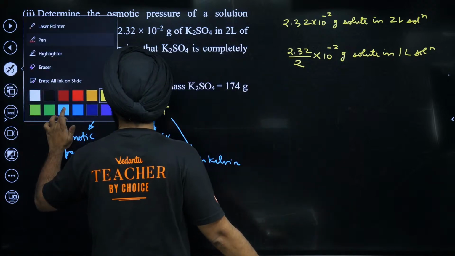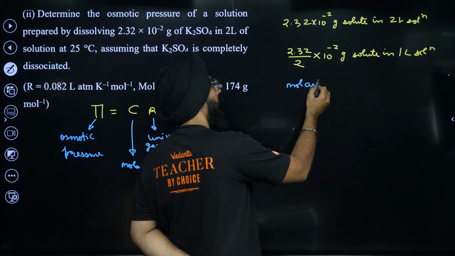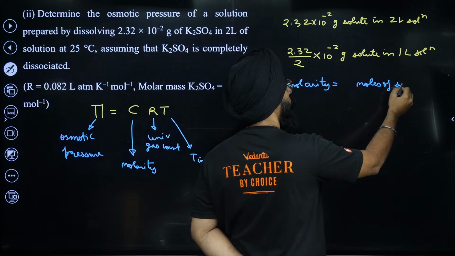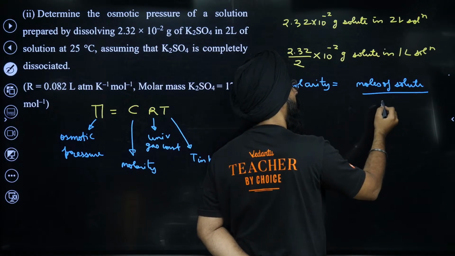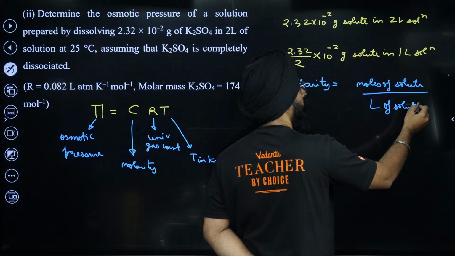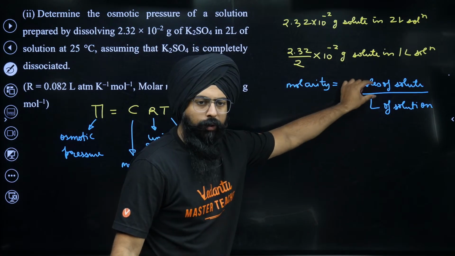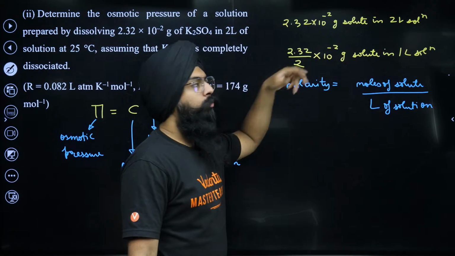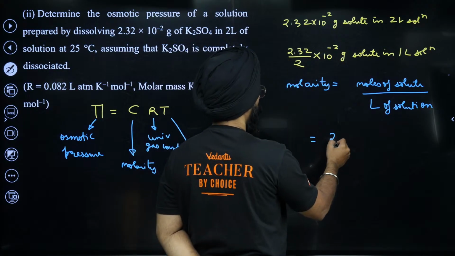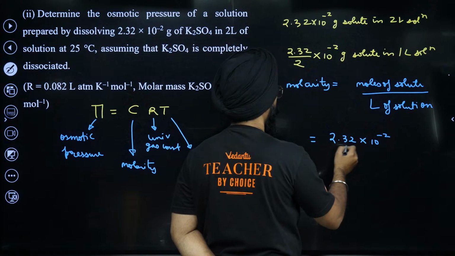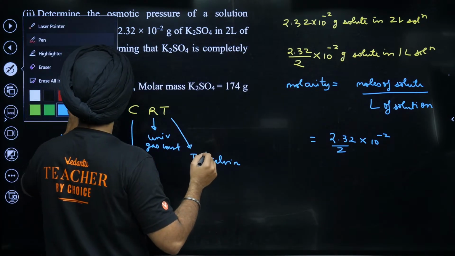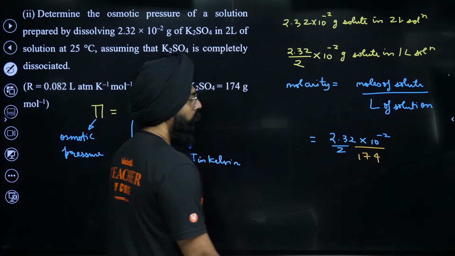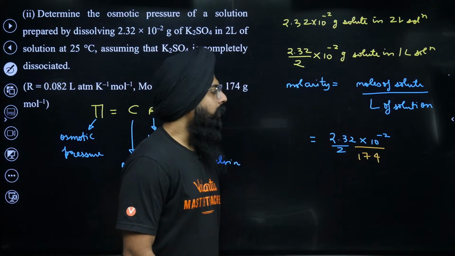My dear friends, how do we define molarity? Molarity is defined as moles of solute in a liter of solution. Number of moles of solute in 1 liter of solution is molarity. This is the grams of solute in 1 liter solution. Let's convert grams to moles. So molarity will come out to be 2.32 into 10 to the power minus 2 on 2 divided by, what's the weight for K2SO4? 174. So this is my molarity.